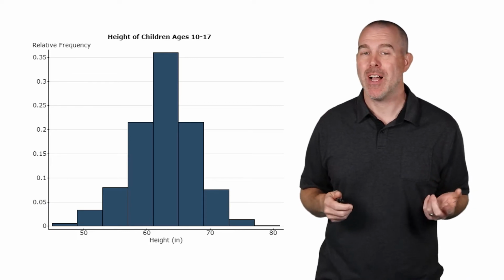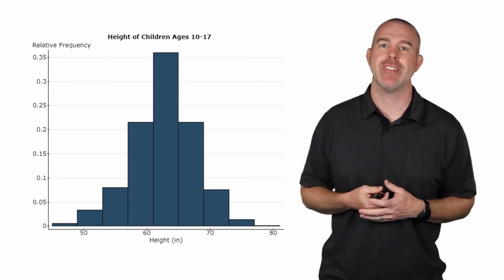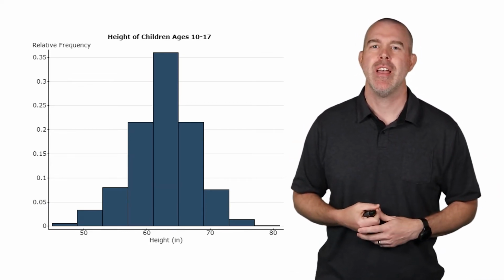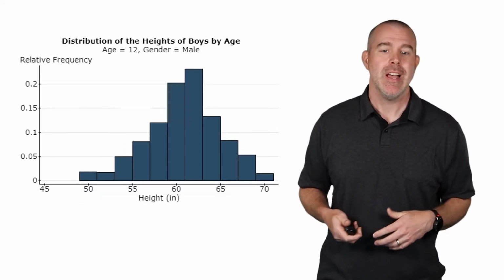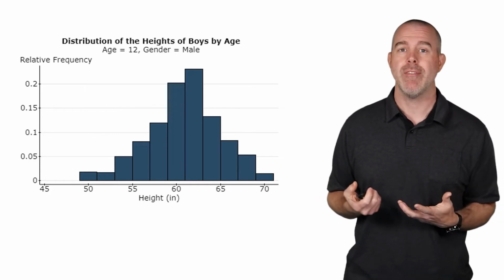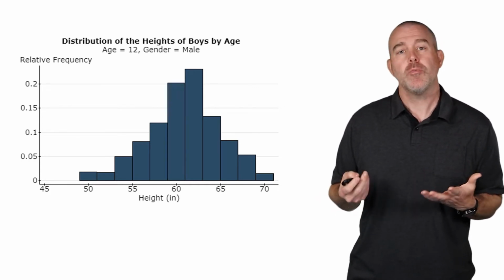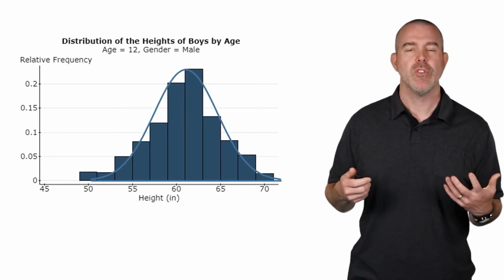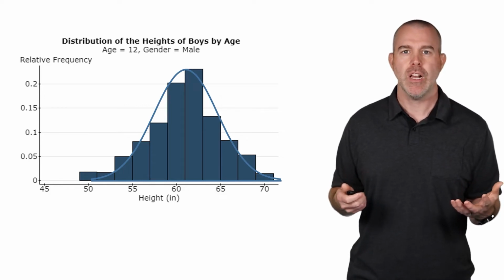We did previously talk about heights. We had heights of children ages 10 to 12. This was in our health behaviors of school-age children. Let's look, in fact, at 12-year-old males. At the time of filming this video, I actually have a 12-year-old son. So this is pretty symmetric. It's not perfect, but if we draw a normal curve, it fits pretty close.